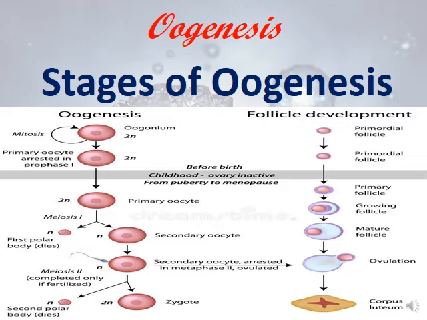This process shows the follicular development, which is called folliculogenesis, the development of the follicles. First we have the primordial follicle, then the primary growing follicle, then the mature Graafian follicle, and the rupture. And we have the corpus luteum. We're going to talk about this in detail.